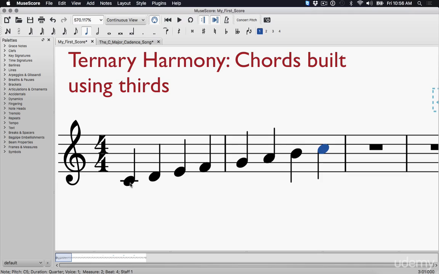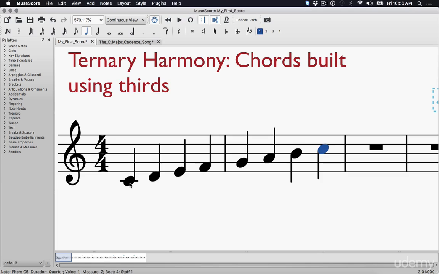And there's some Indian music, a lot of Asian music that's not built on thirds, but that will sound quite strange to us. Most music that you know, possibly all music that you know, is built on thirds.